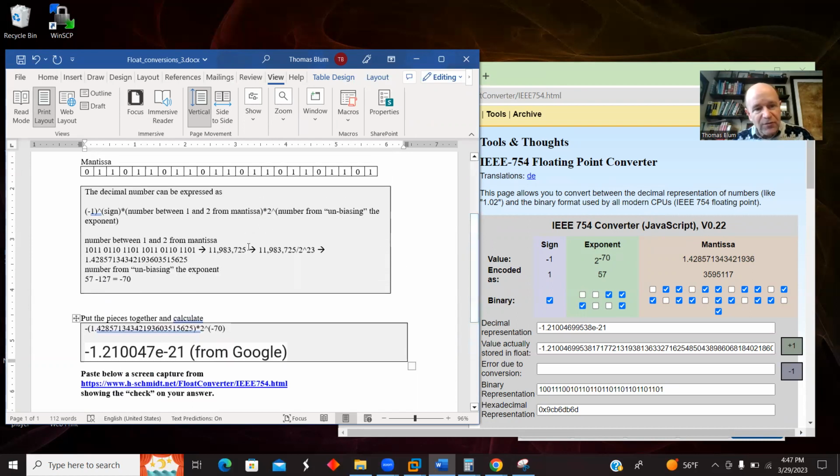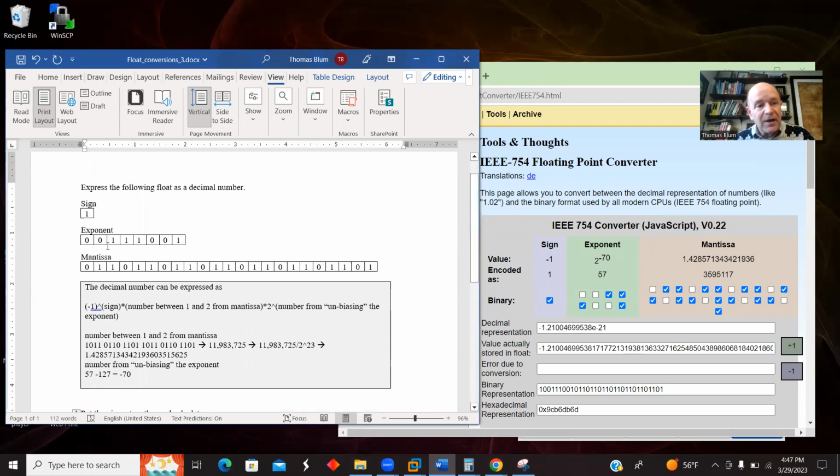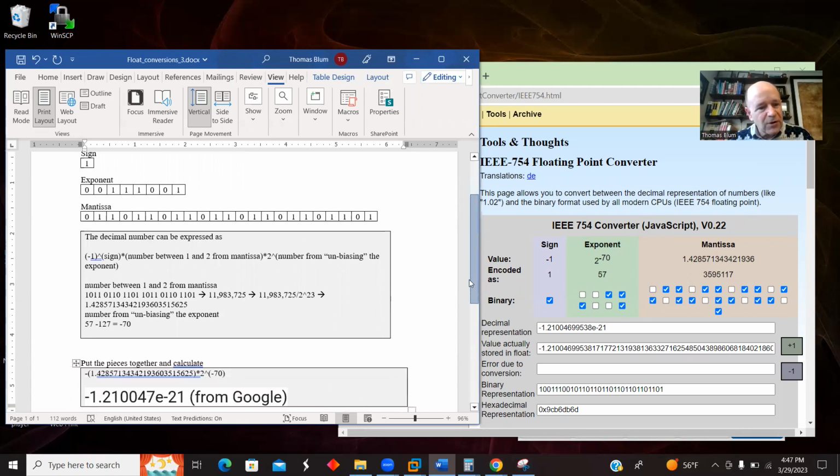But I wanted to show these in-between steps. I didn't want to just use the calculator; I wanted to see the exponent and how it relates to a power of 2. You get the number, you unbias it, and that's a power of 2, in this case negative 70. For the mantissa, bring back the stored 1 and then get a number between 1 and 2, and so on. So that's what I wanted to show you. Thanks for your attention.